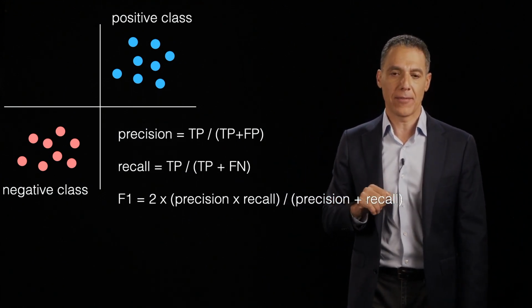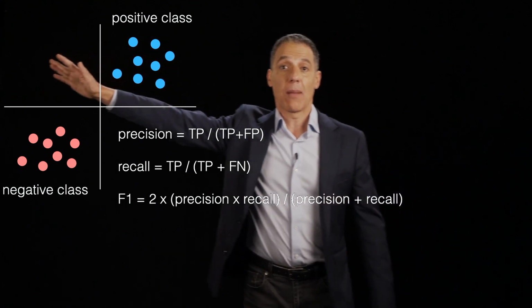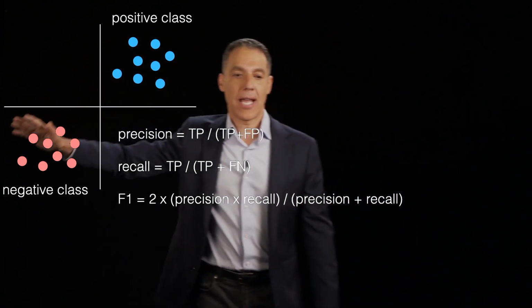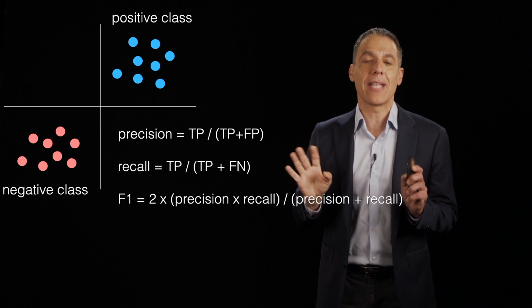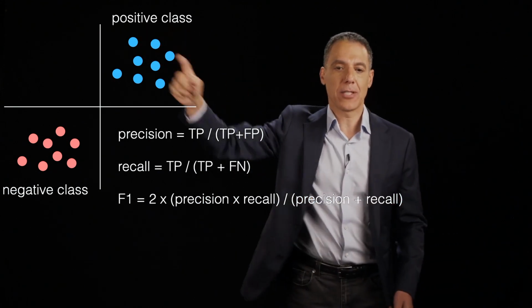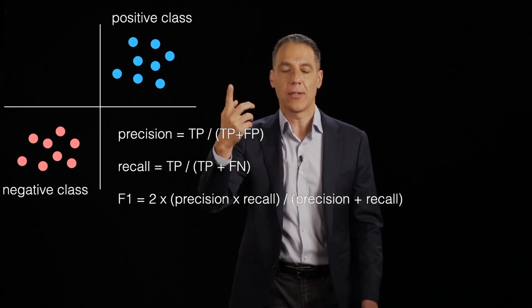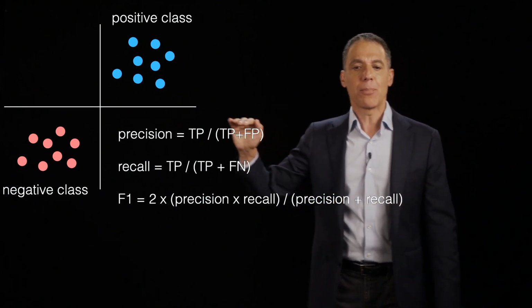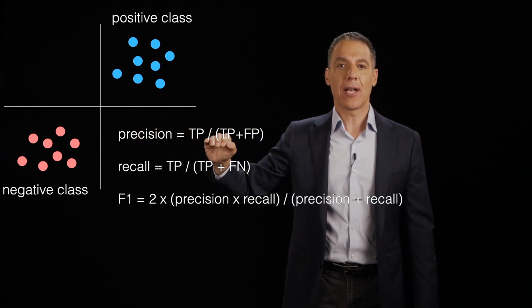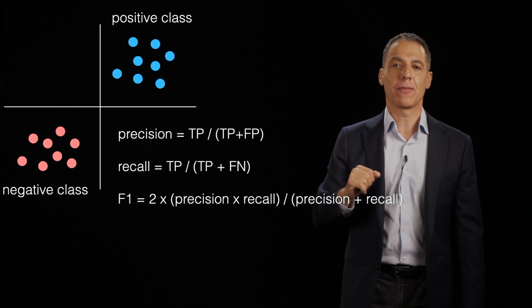So let me just go ahead and define that. This is our problem. We have 2 classes, a positive class and a negative class. I have arbitrarily said which class is positive. I could have picked one or the other. It's just whichever one you want. The precision is the true positive rate over the true positive plus the false positive.